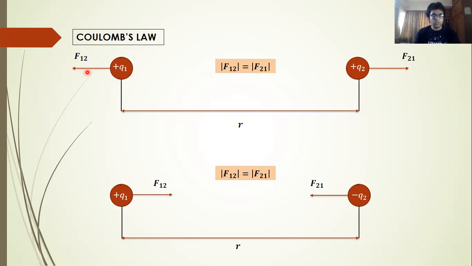Okay, so here you can see a negative charge and a positive charge. So there is an attractive force between the negative charge and the positive charge. This is the representation of the force on 1 due to 2, and this is the representation of the force on 2 due to 1. But you can see that in both cases the magnitude of the force is the same. The magnitude of the force on 1 due to 2 is equal to the magnitude of the force on 2 due to 1. Okay, so this is the basic fundamental and the beginning of Coulomb's law.